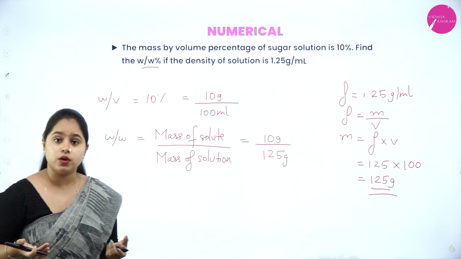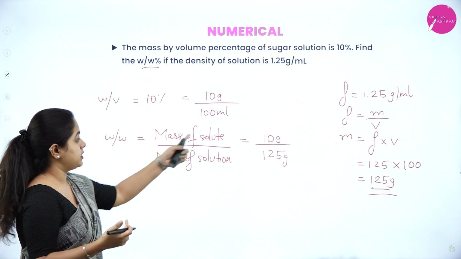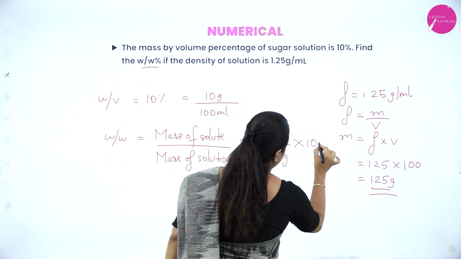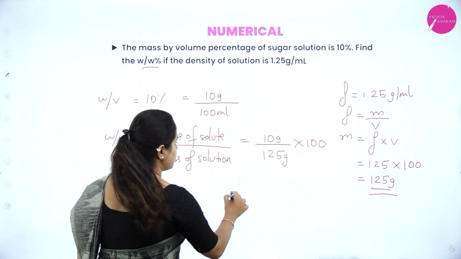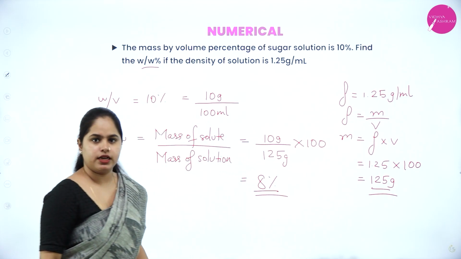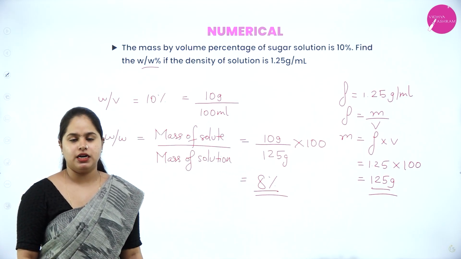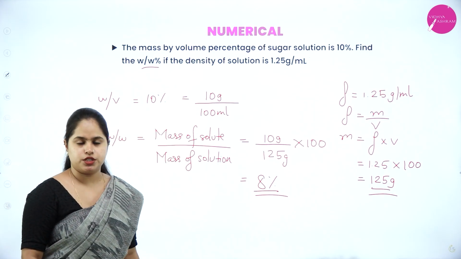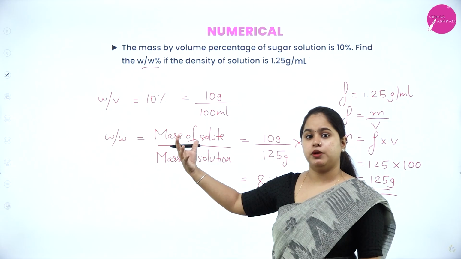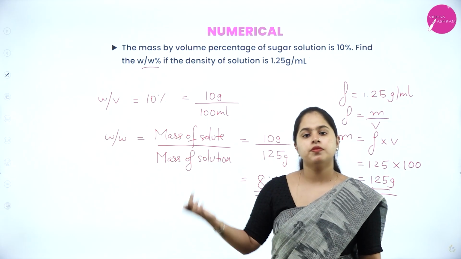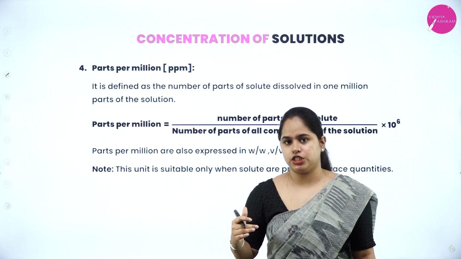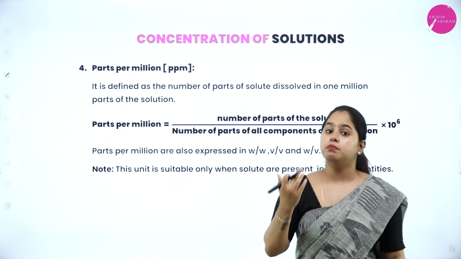Yes, how do you calculate mass percentage? It is mass of solute by mass of solution multiplied by 100, right? So if you do the calculation, you get it as 8%. Right? So that is mass by mass percentage of the sugar solution. So I hope you understood how from the mass by volume percentage we are able to calculate the mass by mass percentage. Clear?